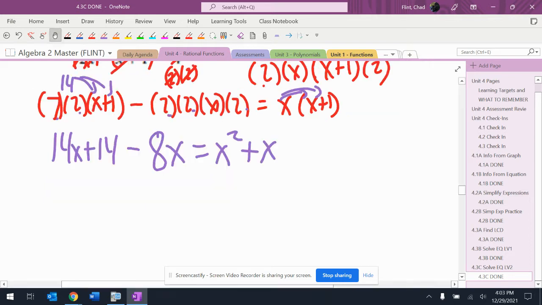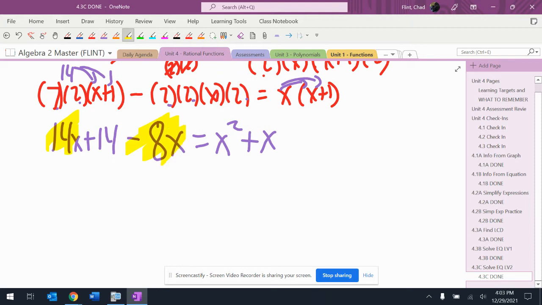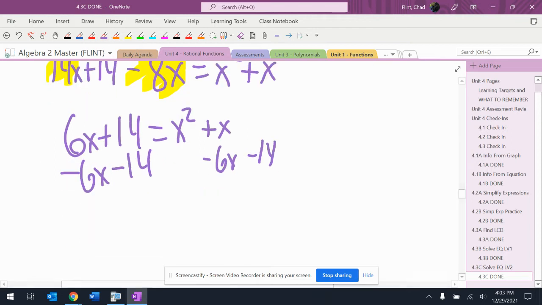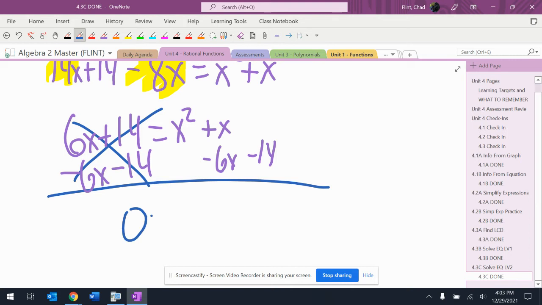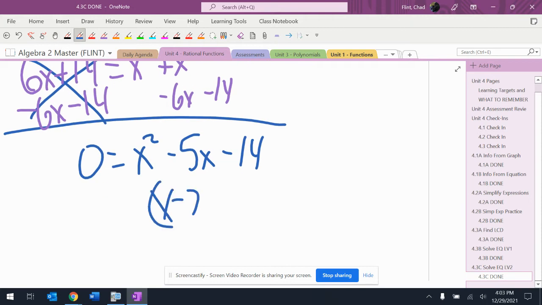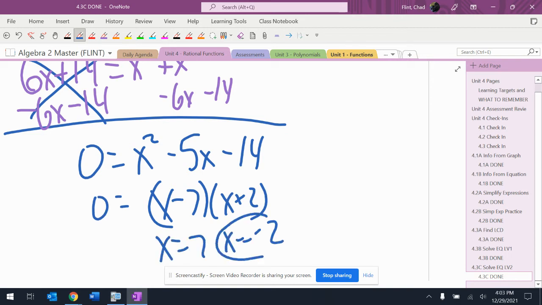All right, so do some solving here. I'm combining some like terms, and I'm going to get 6x plus 14 equals x squared plus x. Get it equal to 0. Zero equals x squared minus 5x minus 14. This will factor into that, which is going to give me 7 and negative 2 as my 2 possible solutions.